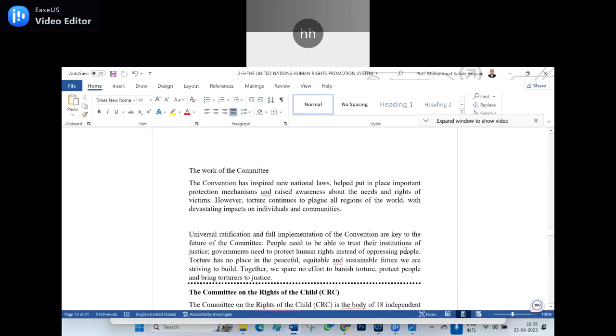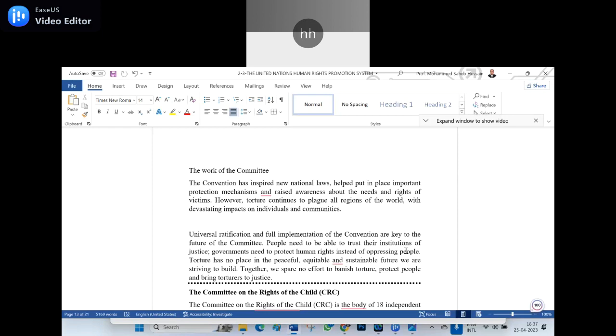The work of the committee. The convention has inspired new national laws and helped to put in place important protection mechanisms and raised awareness about the needs, the rights of the victim. Suppose the constitution doesn't have such a provision to stop the torture of a woman, they will make the suggestion to change the article of the convention, and they will try to see that a new provision will be made in the already enacted laws. An important protection mechanism, they will make it out in the domestic laws, and they will try to make the awareness about the needs and the rights of the victim.